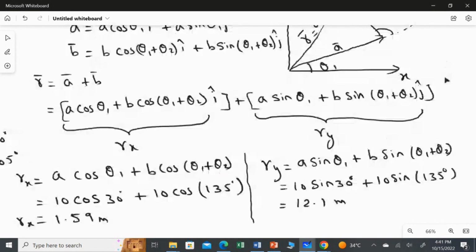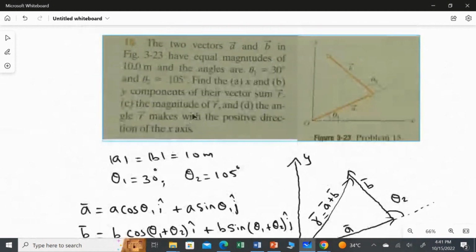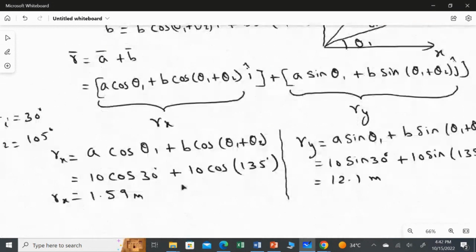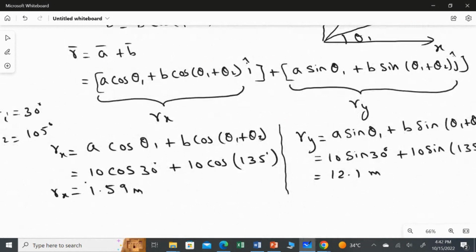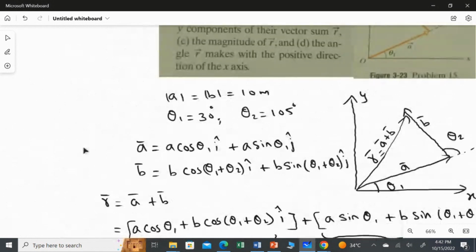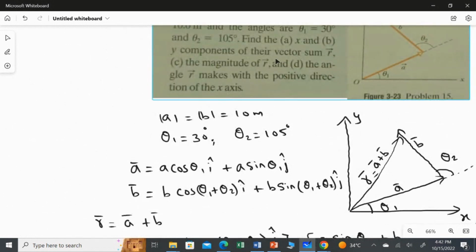Once you find the x component and the y component, better we go back to the question. We already found the x component and y component of R. So the answer for the first part is: the x component is 1.59, and the y component is this value. Clear? By using this, we are going to find the second and third questions. What is your third part?